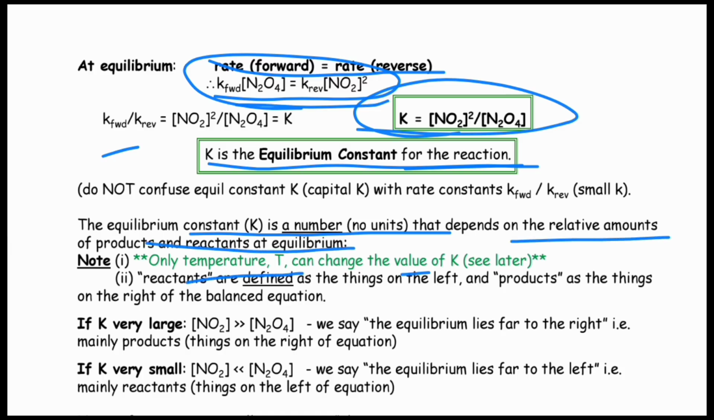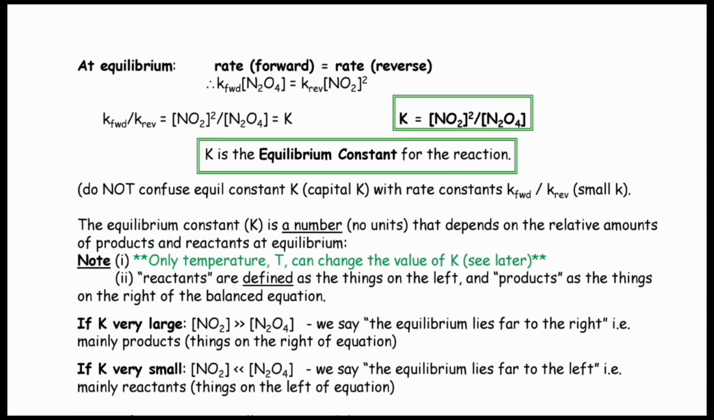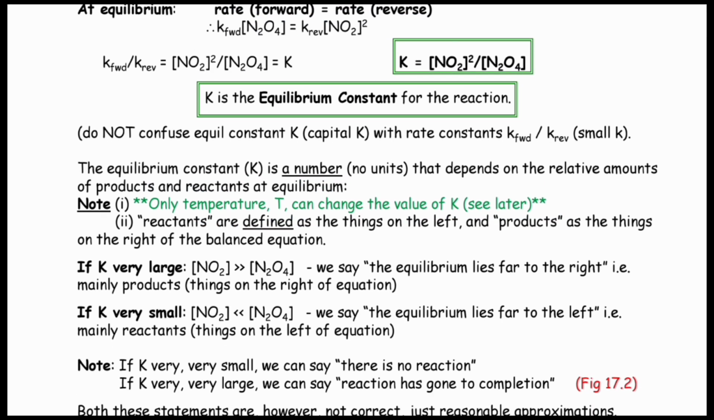Only temperature can change the value of the equilibrium constant. Reactants are defined as the things on the left and products as the things on the right hand side. This is a basic thing. If the value of K is large, it means the products are more. Products means NO2, like we were discussing in the previous section. You can say if products are more, the value of K will be large.